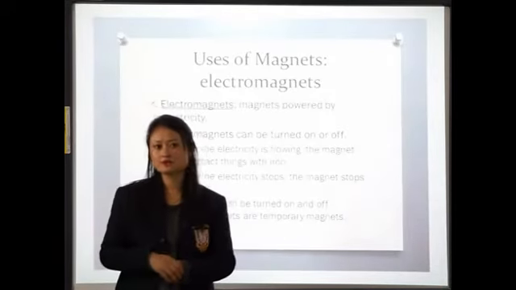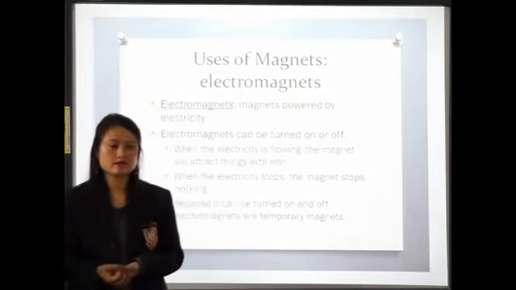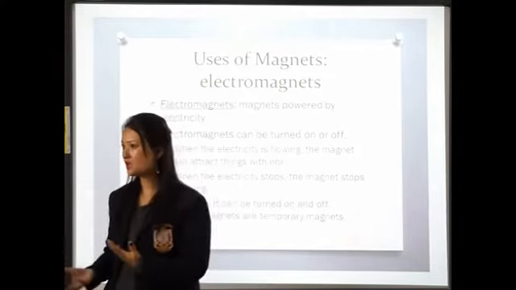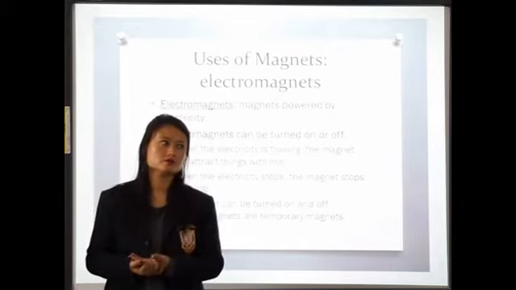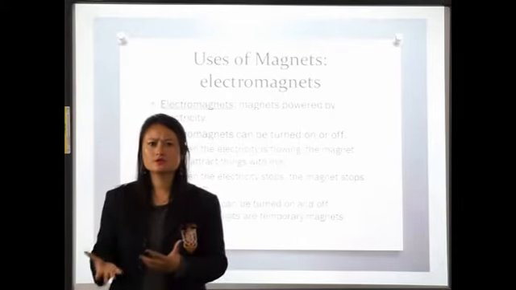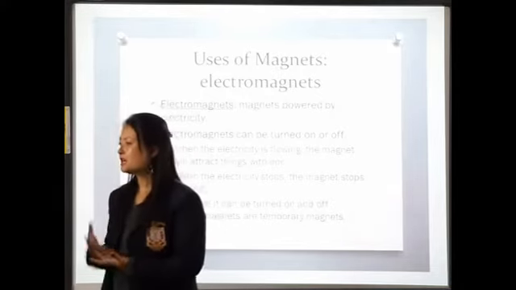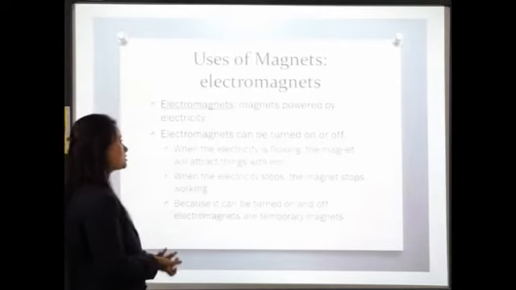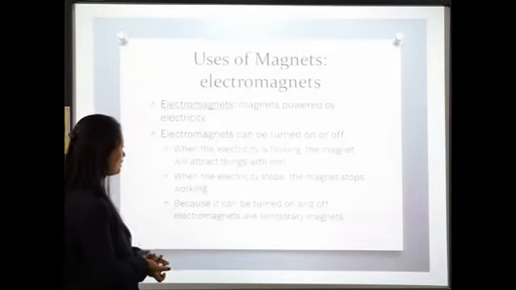Now, uses of electromagnets. It's used in our day-to-day life. You've seen it in television, motors, isn't it? Every day, even those big cranes use electromagnets. So we have it every now and then. Electromagnets are magnets powered by electricity. Electromagnets can be turned on or off when electricity is flowing to the magnets.